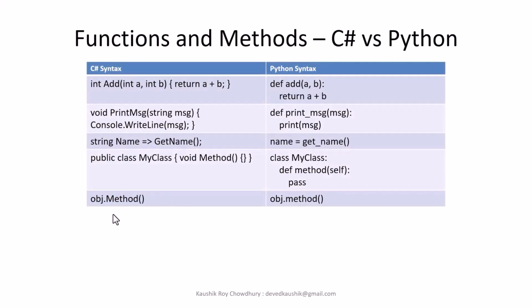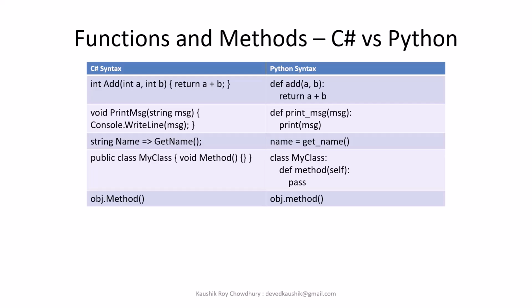Let's see functions and methods. Defining a function in Python uses the def keyword, as you are now aware. There is no need to specify return types or access modifiers. Python functions are inherently public and dynamic.